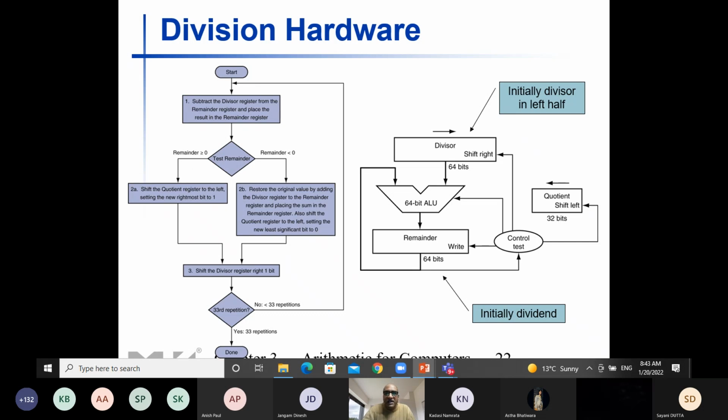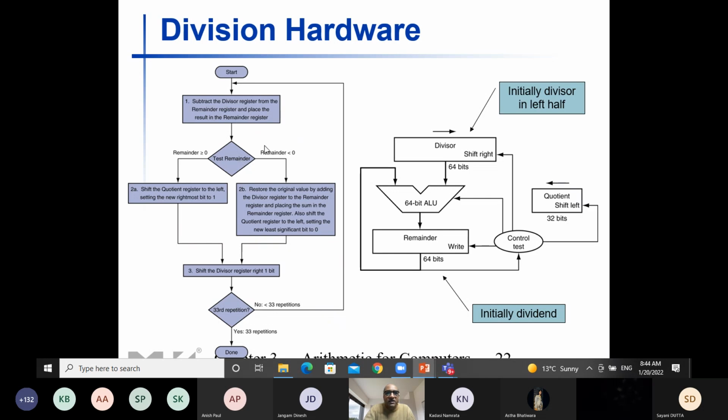If the remainder is positive, then it means that when you're performing a division, the divisor is smaller than the dividend. Because you got a positive remainder, you need to place the bit 1 in the quotient register, because the divisor is properly going through the dividend. That means when you subtract, you are getting a positive remainder, so you need to place the bit 1 in the quotient.